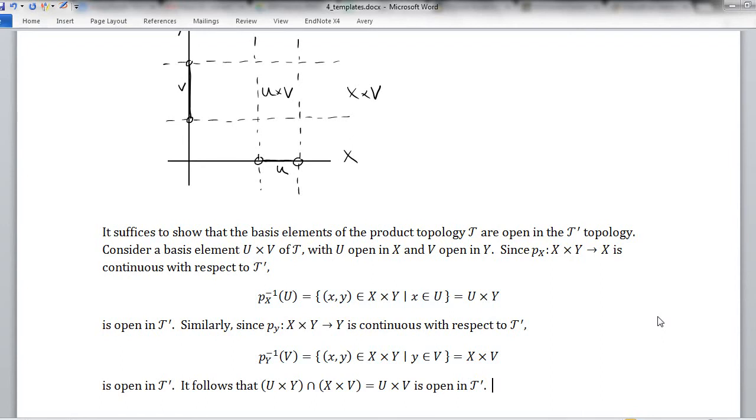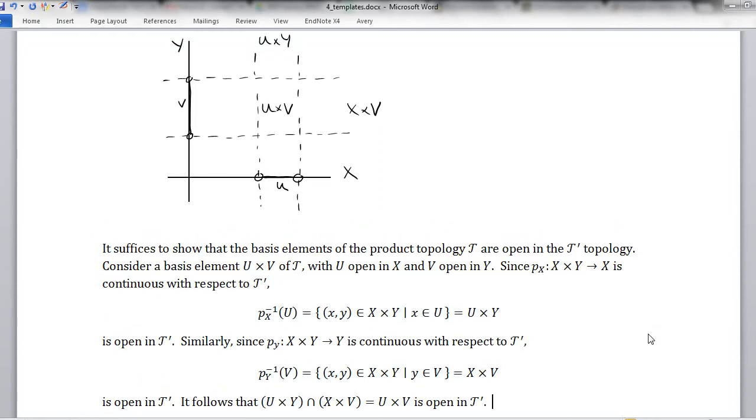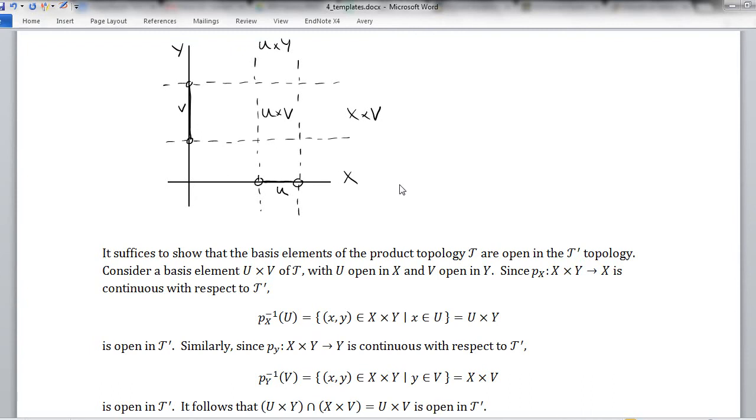Well, just to convince you of this equality down here, you can write it out in terms of the elements, but it's easy to see in terms of the picture. So here U is an open subset of X, V is an open subset of Y, and this vertical strip is U times Y, this horizontal strip is X times V, and if you intersect those two, you just get this rectangle in the middle here, which is U times V. Okay.